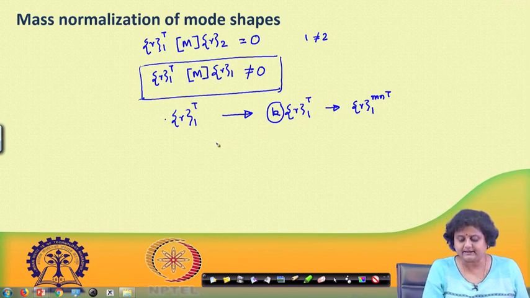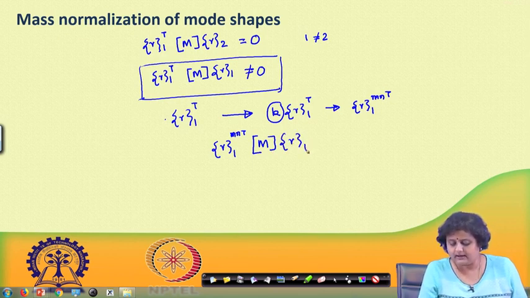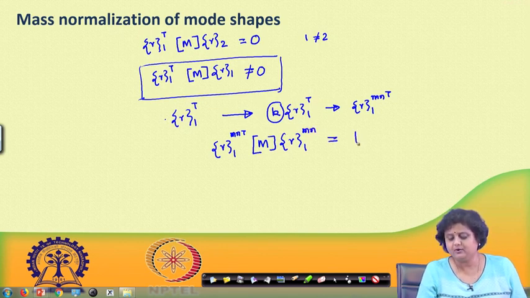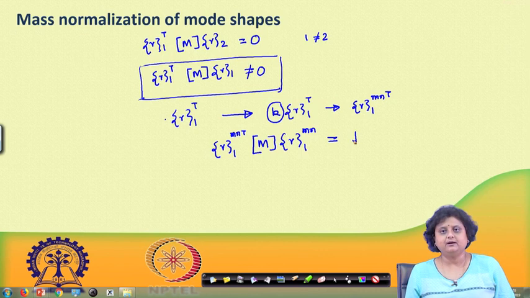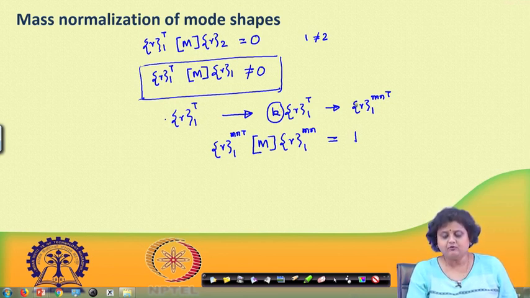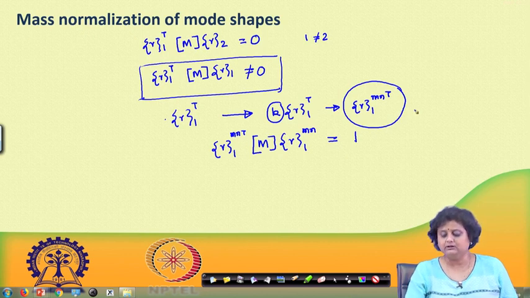This factor k is such that if I evaluate this product R1 Mn transpose into M into R1 Mn, this should become equal to 1. Let me explain this in different words. We have evaluated the mode shapes, we multiply it with a certain scalar term k and get a different form for the same mode shape, such that this new form of the mode shape makes this product R1 Mn transpose into the mass matrix M into R1 Mn equal to 1. Then this new form of the mode shape R1 Mn is called the mass normalized mode shape.